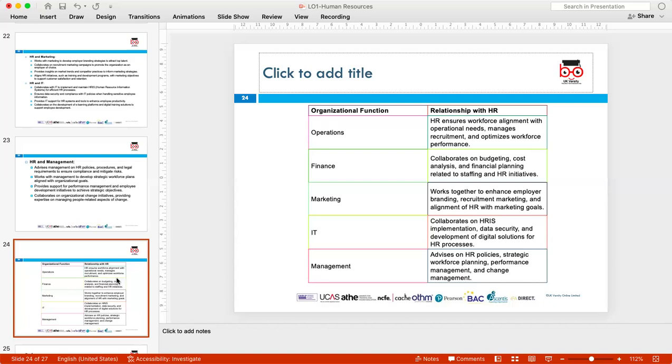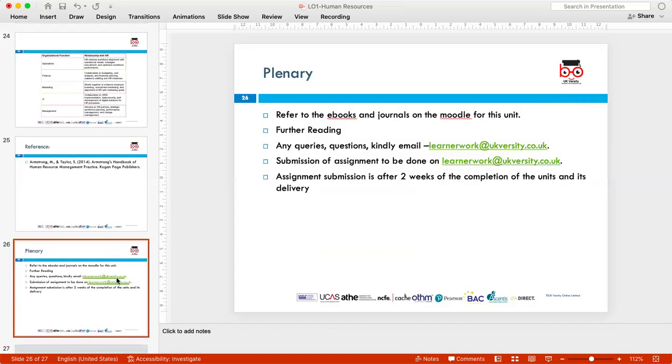And this was the relationship between HR and other organizational functions. This was all about the HR function. I hope you all have been able to understand the HR function.